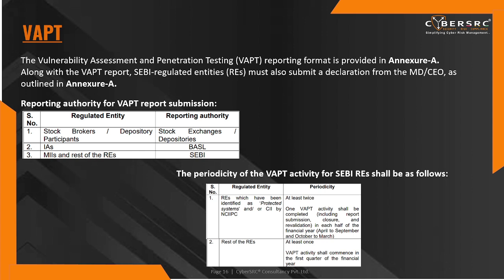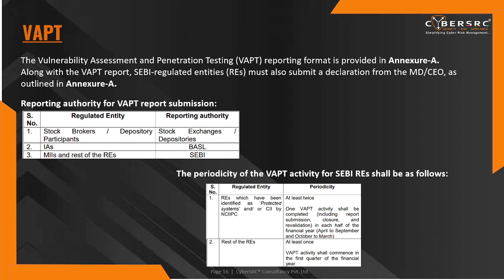SEBI has also mandated the reporting authority for VAPT report submission. Stockbrokers and depository participants have to submit the report to the stock exchanges and depositories. MIIs and the rest of the REs need to submit the report to SEBI.